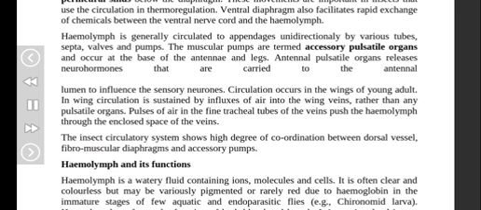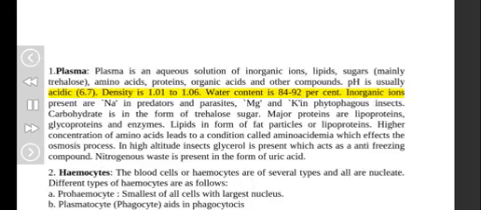Hemolymph contains a fluid portion called plasma and cellular fractions called hemocytes. 1. Plasma. Plasma is an aqueous solution of inorganic ions, lipids, sugars mainly trehalose, amino acids, proteins, organic acids and other compounds. pH is usually acidic, 6.7. Density is 1.01 to 1.06. Water content is 84 to 92%.